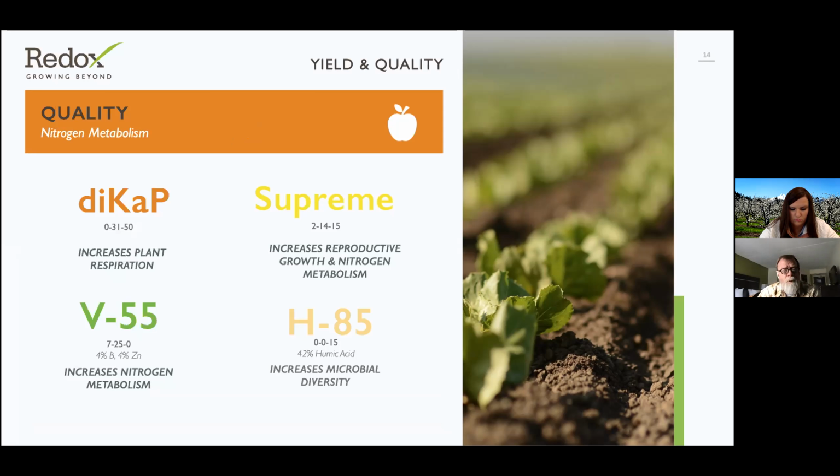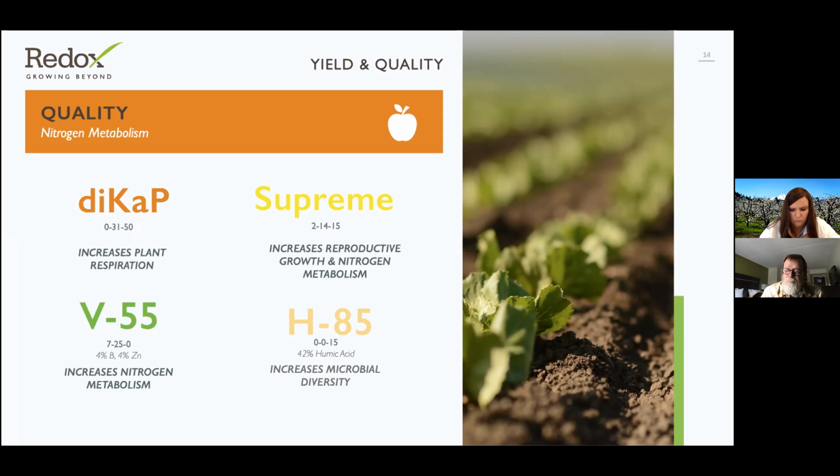We've talked a little bit about DICAP. We've talked about Supreme. V55 is one we haven't talked about. It's a very interesting product. It's a 7-25-0, but it also contains 4% boron and 4% zinc. Very good at increasing nitrogen metabolism, helping the plant out to metabolize that nitrate nitrogen.